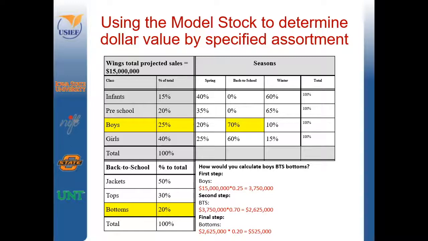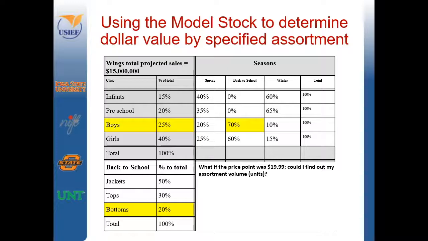$525,000. These numbers are important to know because while it might seem like we have a lot of money to spend with $15 million, we know that we only actually have $525,000 to spend on back to school bottoms, and we don't want to exceed that available budget. Now we could take this further and look at how much we would want to spend by store and how we'd want to distribute the product.